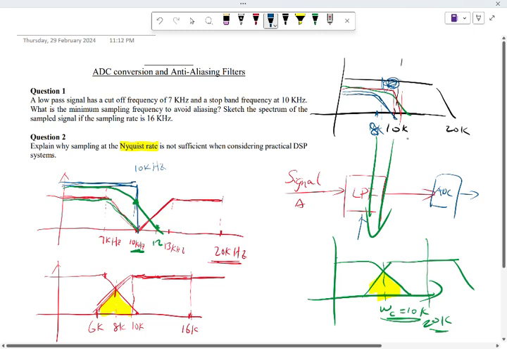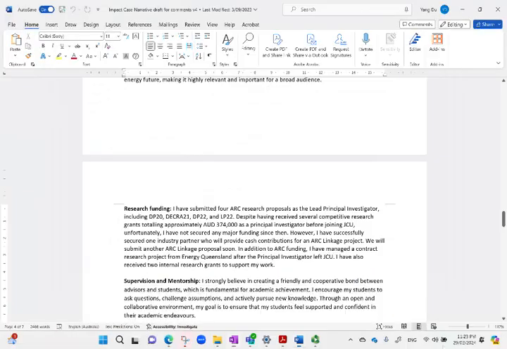Another way to do that is, instead of sampling at 20k, you can sample at even higher, like 30k, for example. If you're sampling at 30k, then the spectrum will only start to reproduce itself at 30k. So it gives you plenty of space between the original and the sampled copy. So there will be no overlap. That's the first one. The second question.